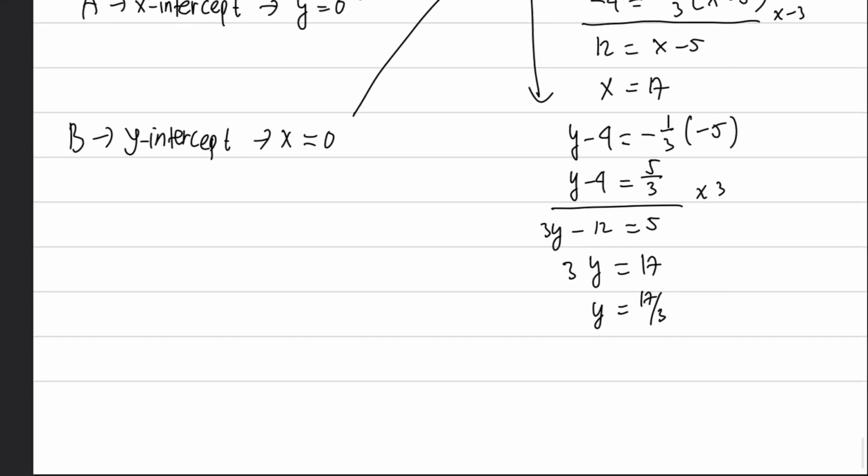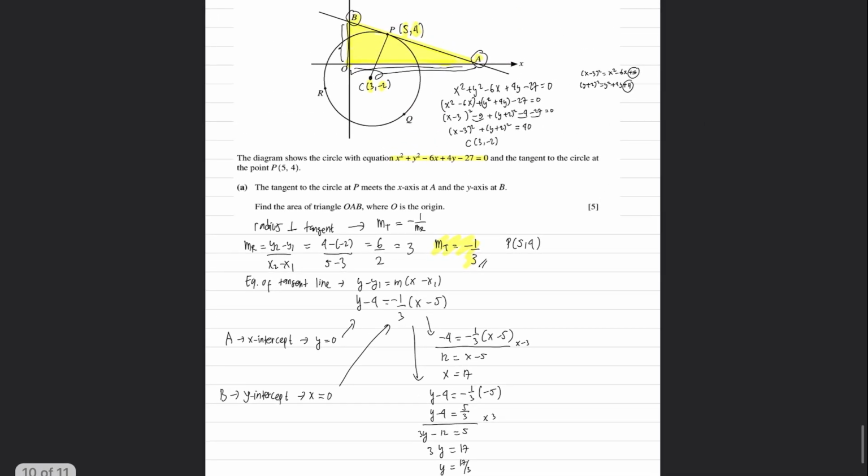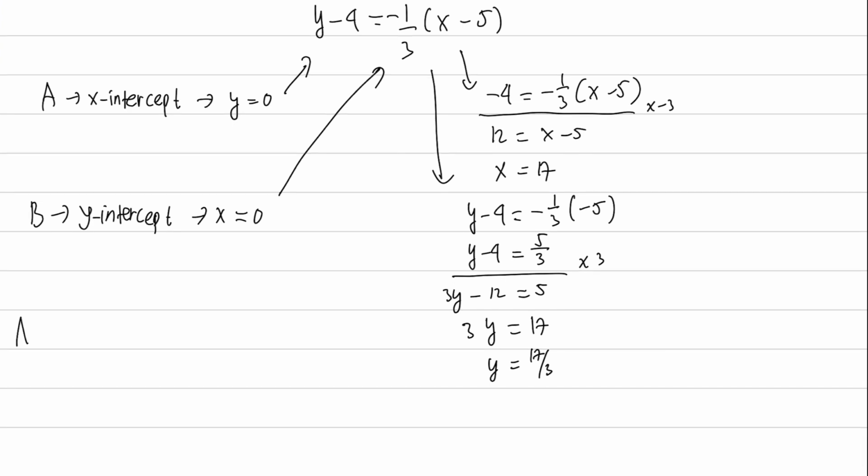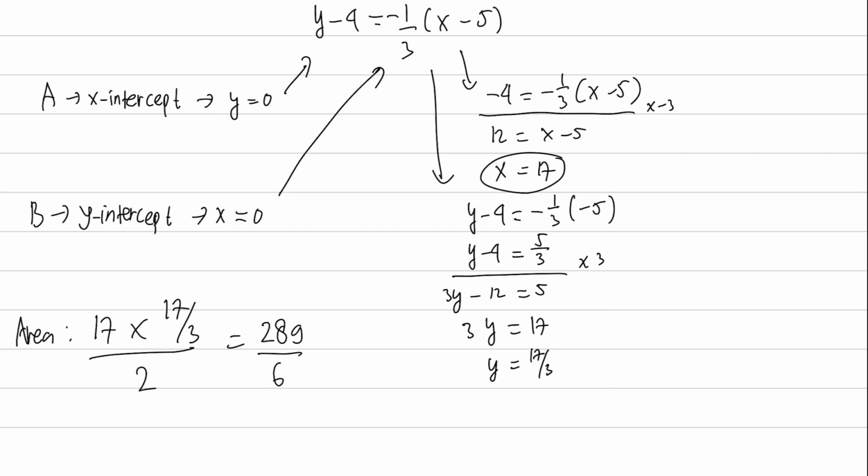So the area of the OAB triangle, just multiply a times b divided by 2. Base times height, the base is a. So the area will be, the base is 17 times height is 17 over 3, divided by 2. And then just use a calculator. So we have 17 times 17 over 3 divided by 2. We will get 289 over 6.